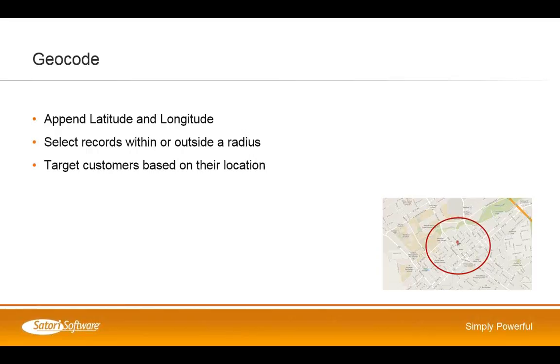So for example, if there's a new retail store that's going to be going into an area, you have a large list of customers, and you want to let them know that this new store is opening nearby, and maybe give them a coupon to come into the new store. What you can do is run your whole list through Geocode, append the latitude and longitude, and then select a radius within sight of that new store.